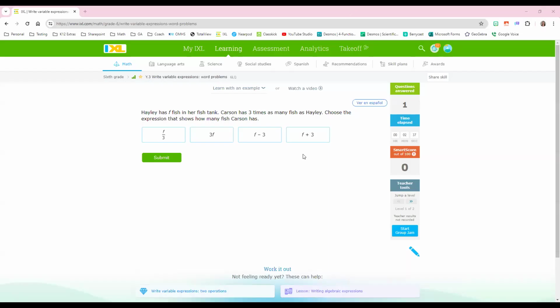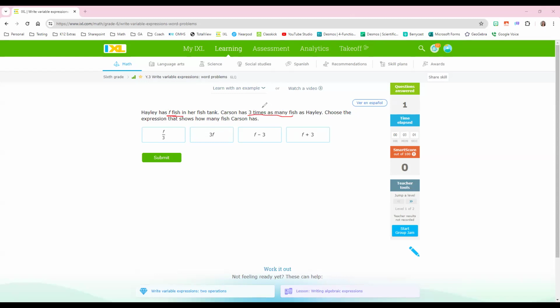All right, next question. Haley has F fish in her fish tank. Carson has 3 times as many fish as Haley. Choose the expression that shows how many fish Carson has. Now if I read this again, it says Haley has F number of fish in her fish tank, and then Carson has 3 times as many.